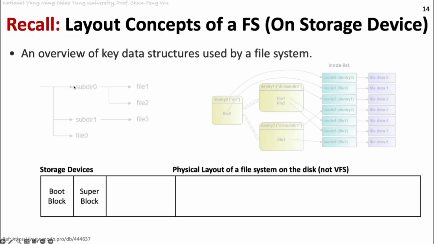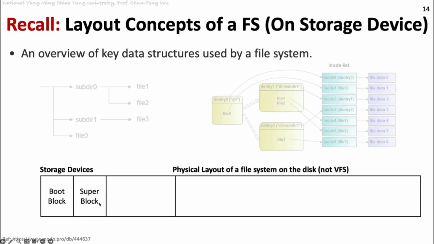Like this. If we're going to store this kind of structure on the storage device, first of all, in the very beginning of the storage device, there are two blocks. One is called the boot block and the other is called the super block. The boot block is used when we boot your system: the CPU will read the operating system from the boot block to boot your system.